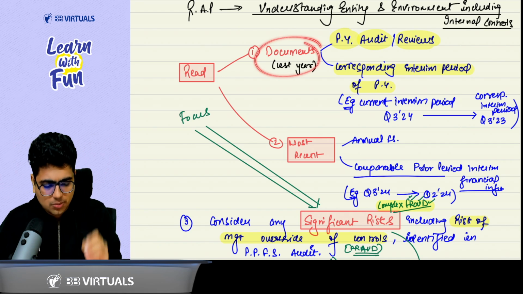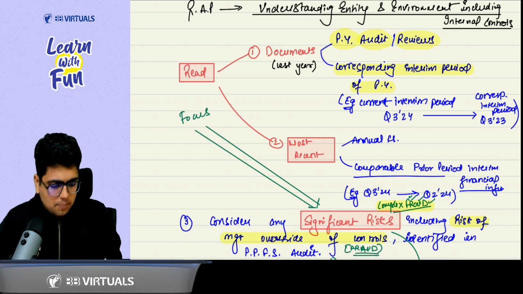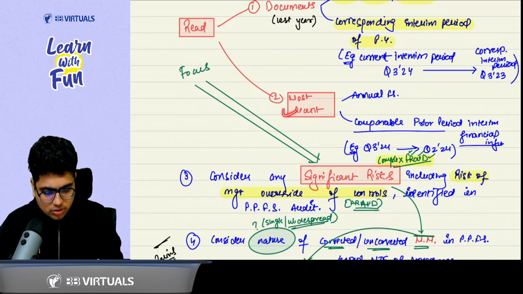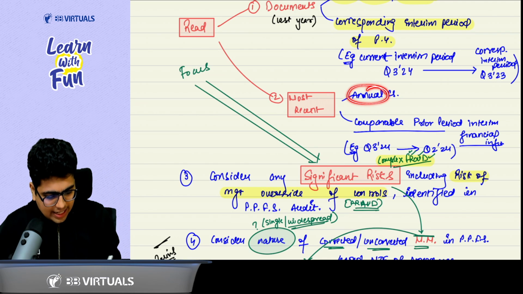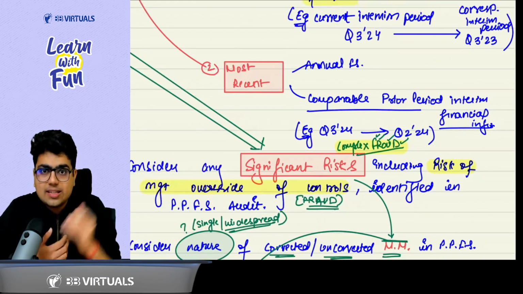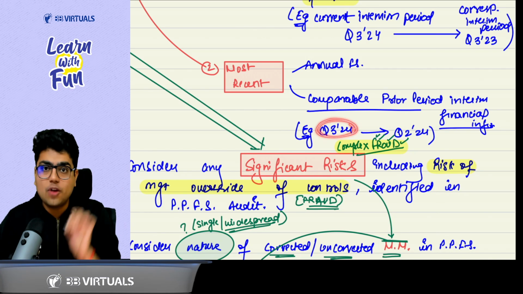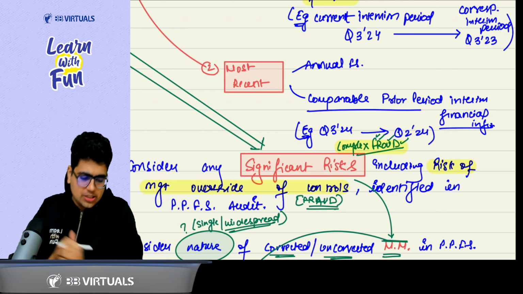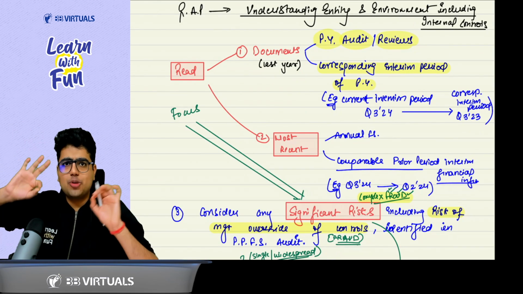The first point talks about documents of the last year, which covers the previous year audits and reviews, plus the corresponding interim period of the previous year. It also talks about reading the most recent annual and comparable prior period interim financial information. What is the most recent comparable prior period interim financial information? If you are doing the review of quarter 3 2024, the recent prior period review information could be quarter 2 2024. So last year and most recent documents you read.